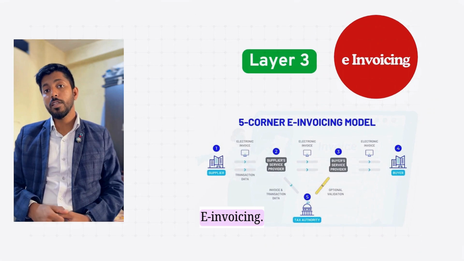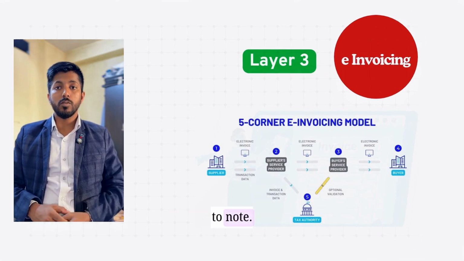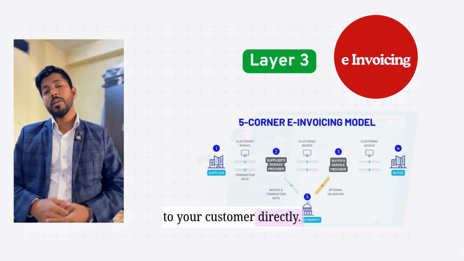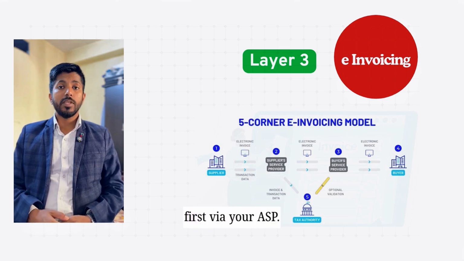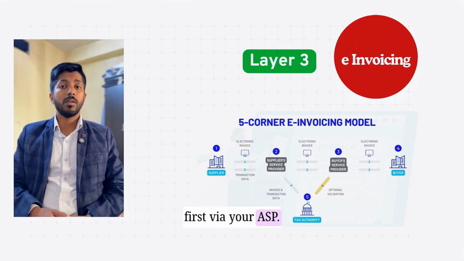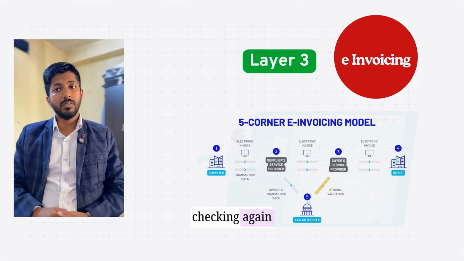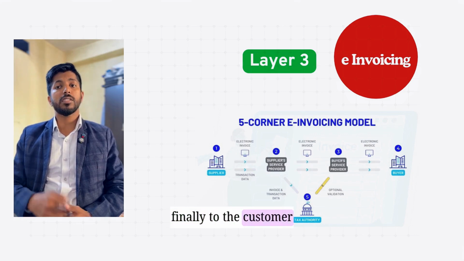Layer 3. E-invoicing. This is very important to note. Under e-invoicing compliance, the invoice does not go to your customer directly. It goes to the FTA first via your ASP. Further, the ASP shares the same invoice with the buyer's ASP, who ultimately, after checking, again shares the same invoice with the FTA and finally with the customer as well.